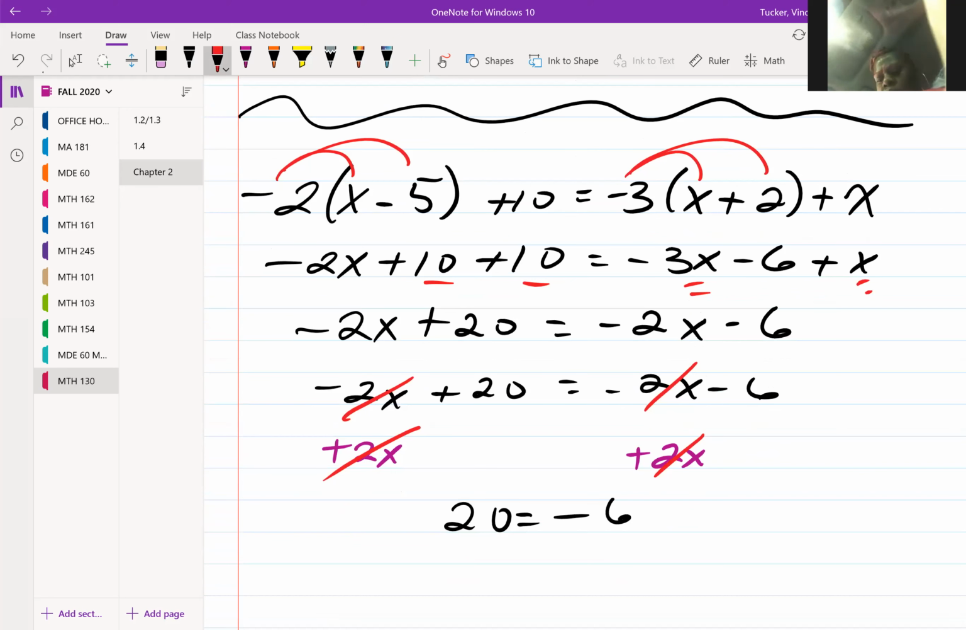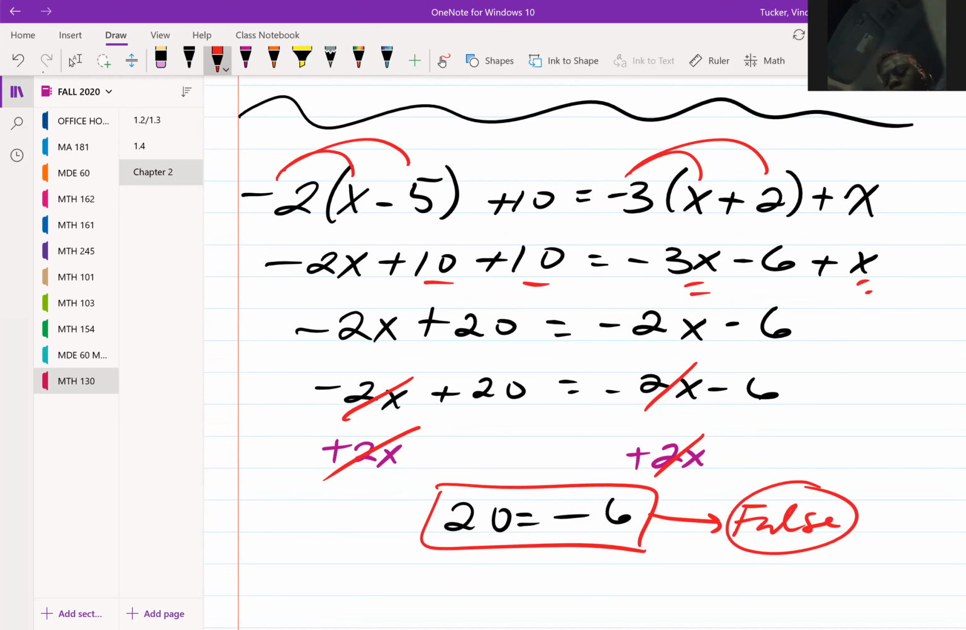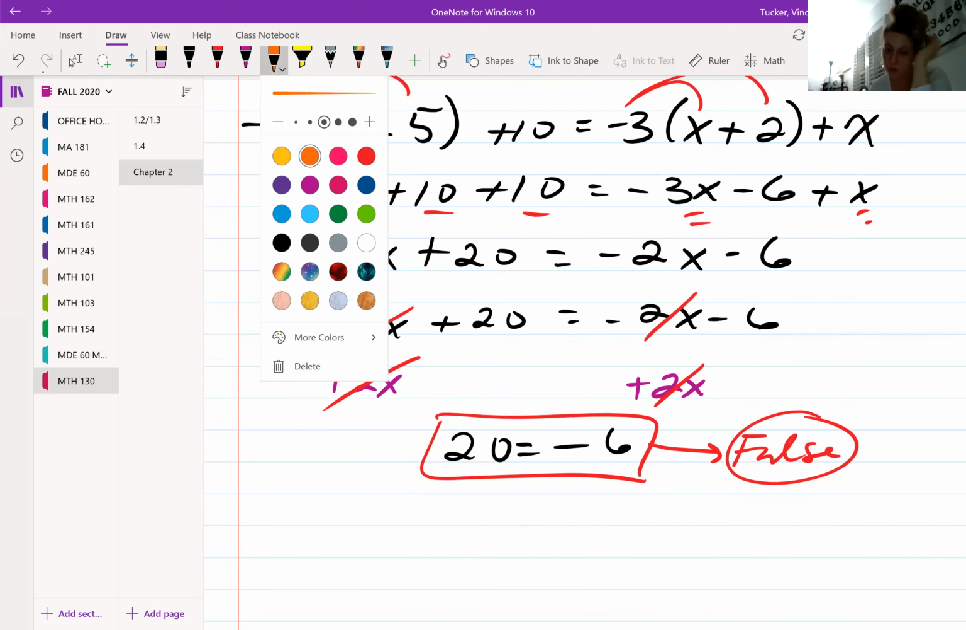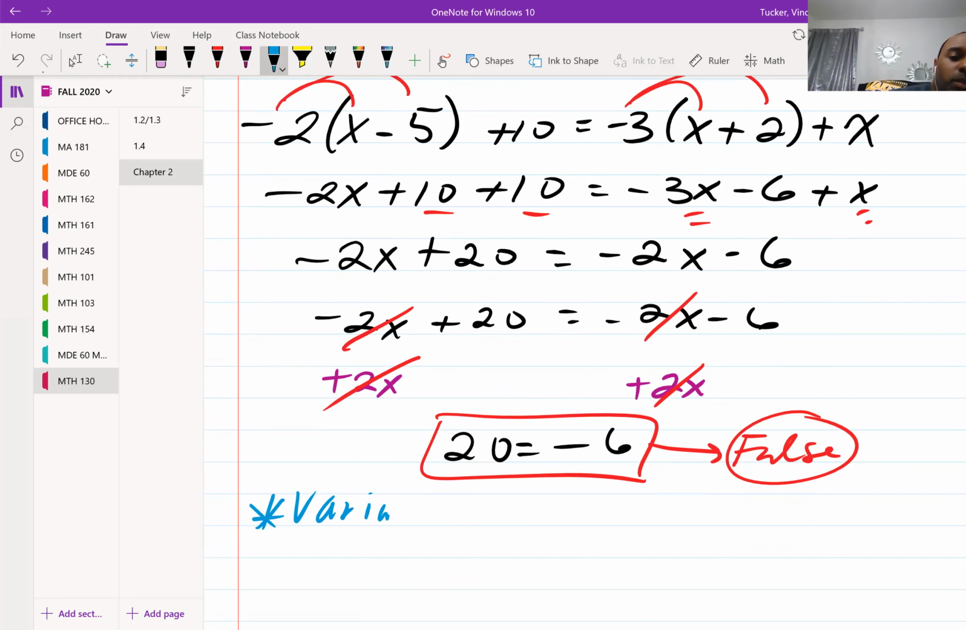And so when we have this situation, we know this is a false statement. All right, so if our variables cancel, you have a false statement.